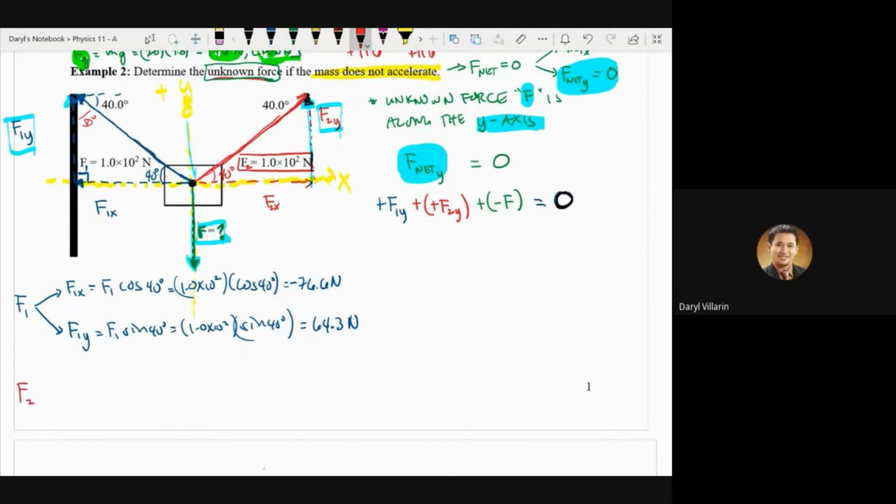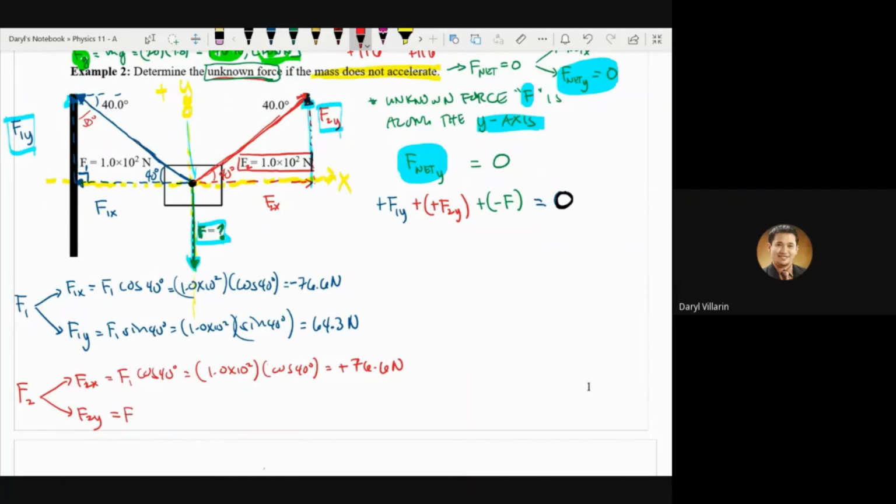And for my F2, again, I can break it down to F2x and F2y. So F2x is just the x component of my F2. And if you can see, that is the adjacent of 40 degrees. So it should be cosine 40 degrees times F1. So this is 1.0 times 10 to the power of 2. And cosine of 40 degrees should give you the same answer, 76.6, plus, because it is to the right.